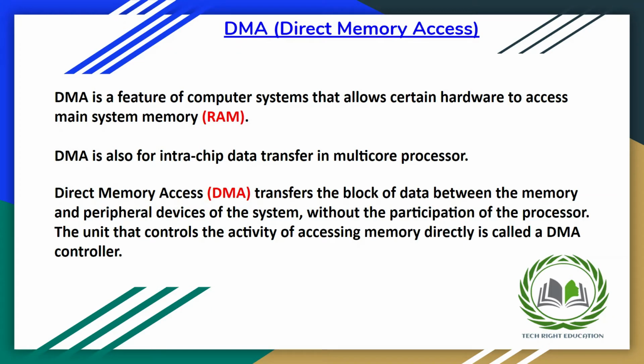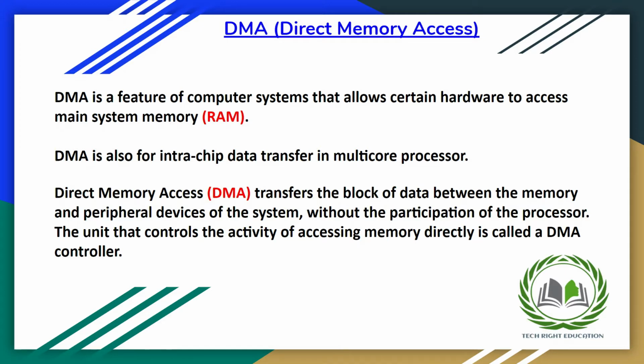So what is DMA? DMA is Direct Memory Access. It is a feature of computer system that allows certain hardware to access main system memory, that is RAM. DMA is also used for intra-chip data transfer in multi-core processors. What is intra-chip? Intra-chip means within the chip. And what do you mean by multi-core processor? Multi-core means we have several independent processors on a single chip.